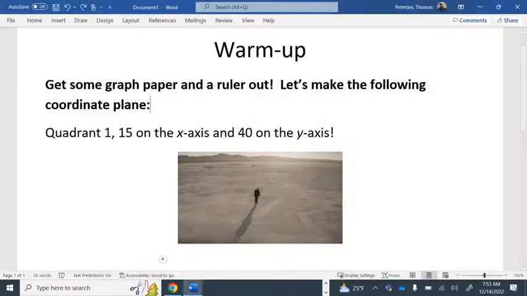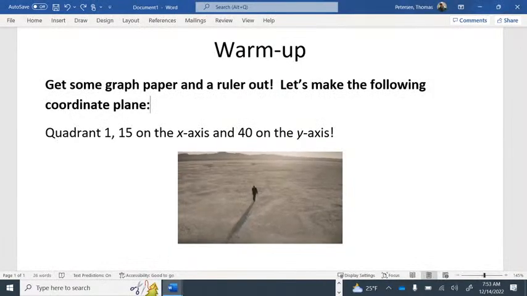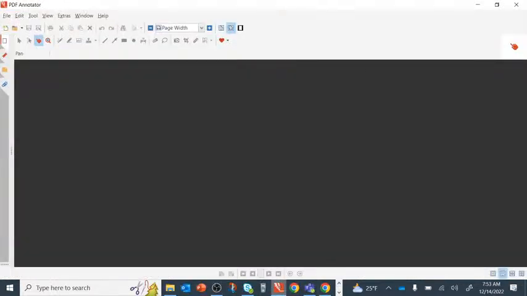So if we look at our warm-up here, we need in quadrant one a plane that goes 15 on the x-axis. That's 15 left and right, and 40 on the y-axis. That's 40 up and down. So it should look something like what I'm going to draw while we do our essential question stuff.